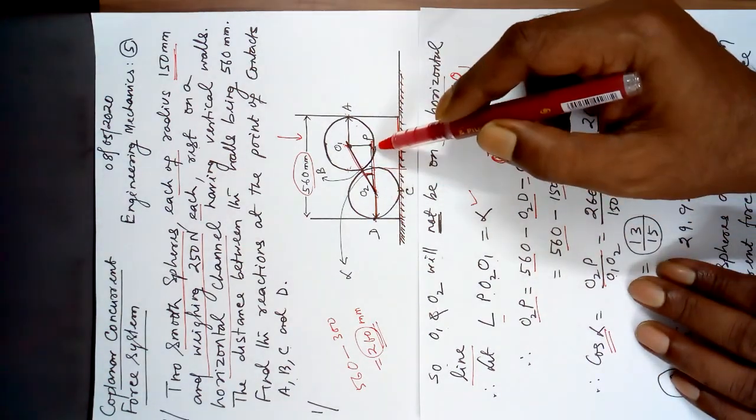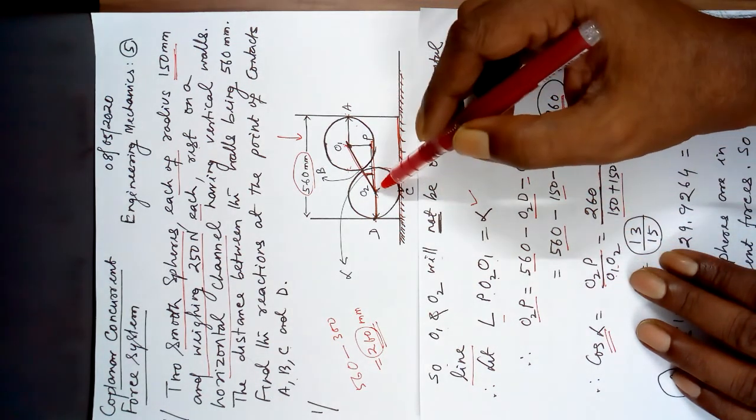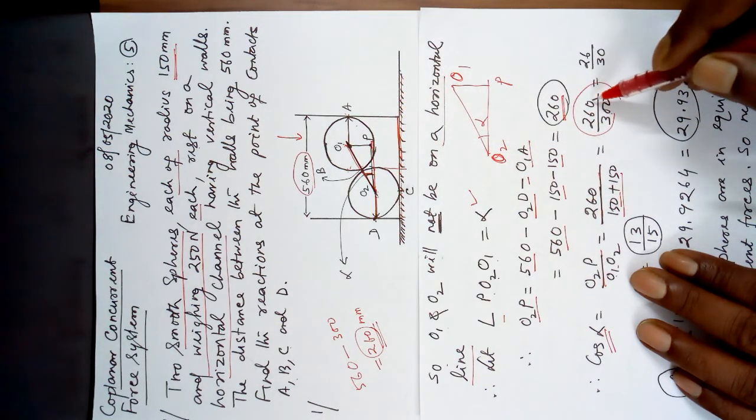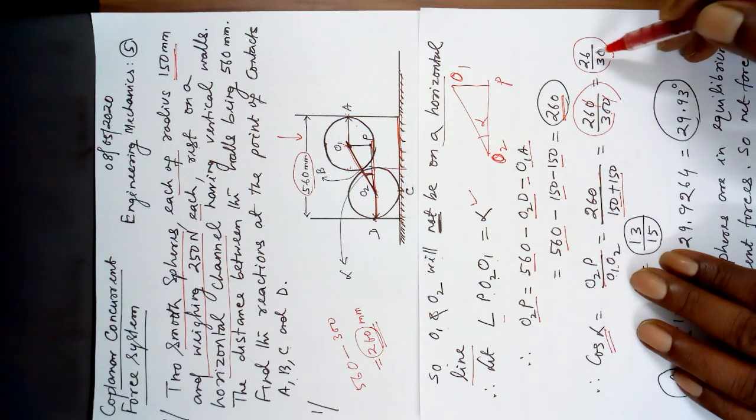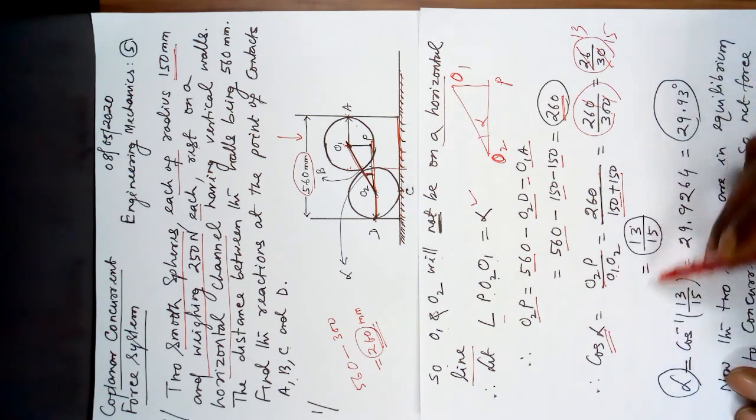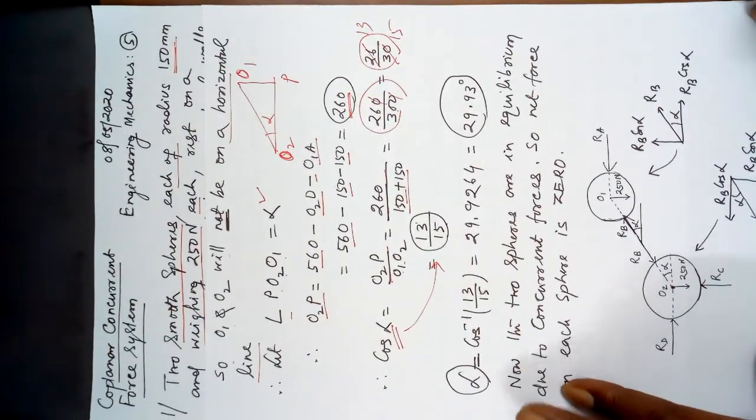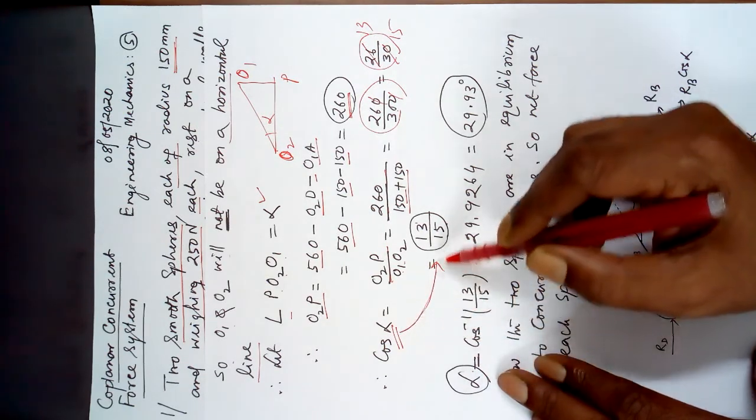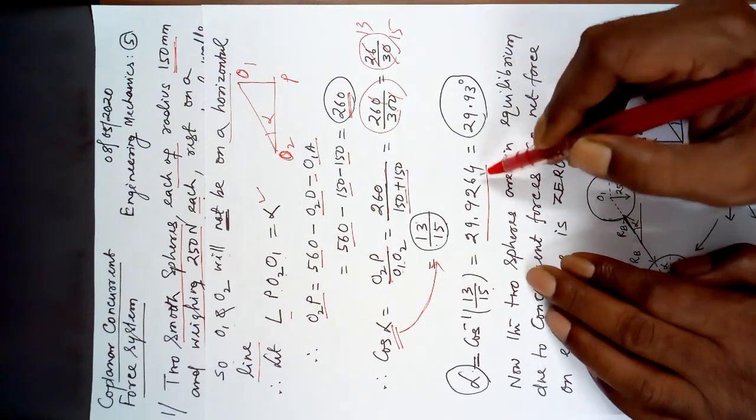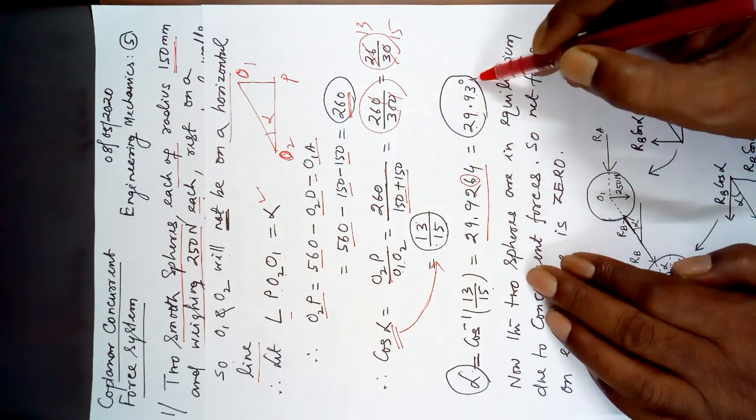O2P we just calculated as 260, so 260 over O1O2, that is radius plus radius, 150 plus 150, that is 300. The zero cancels, 26 by 30, this cancels with 2 and 13 by 15. So cos alpha is 13 over 15. Now with a scientific calculator, you know how to find the inverse. So alpha is equal to cos inverse of 13 over 15. If you put it in a scientific calculator, it comes out to be this. Then rounding off, this is greater than 5, so this becomes 3. So alpha is 29.93 degrees.